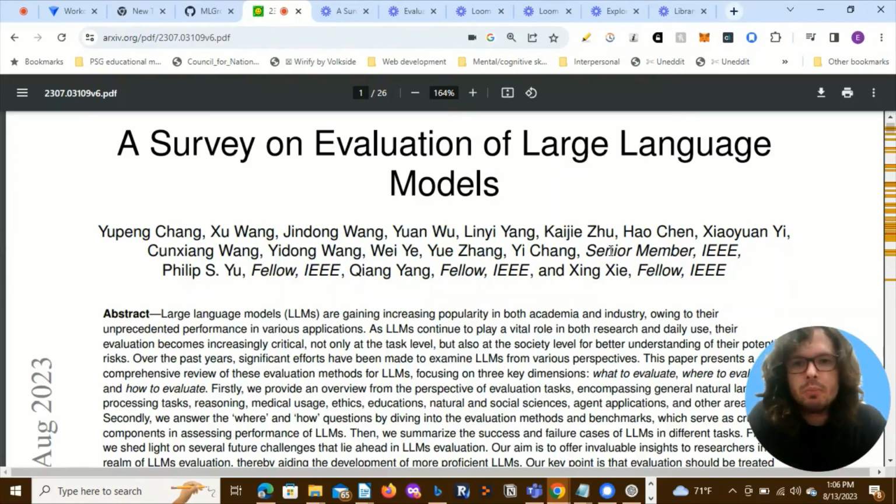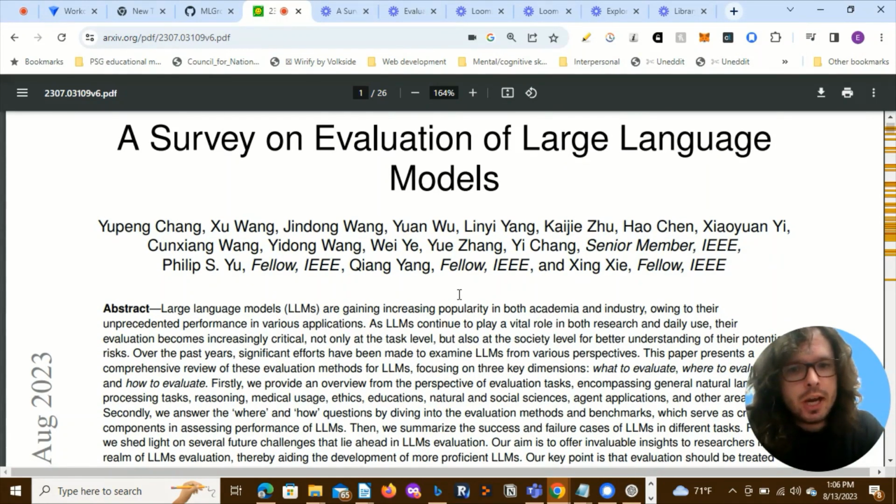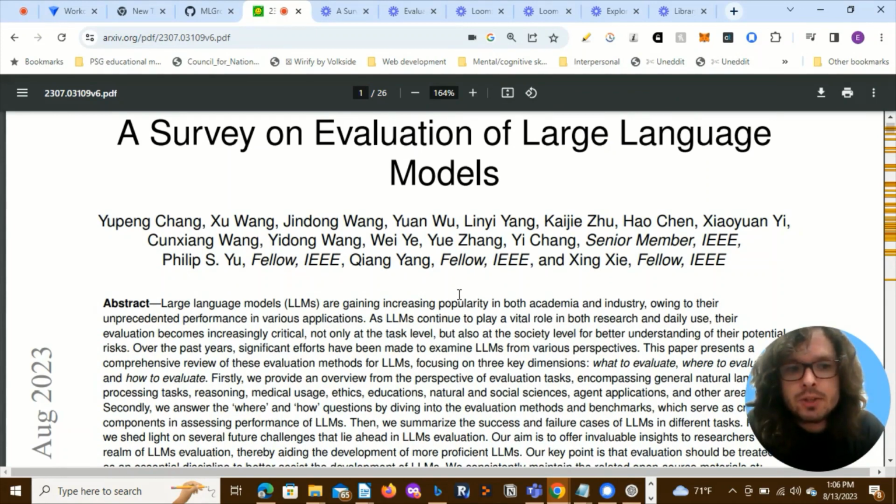So this paper, A Survey on Evaluation of Large Language Models, from primary authors Yupeng Cheng and Shu Wang from Zhiyin University in China from last month, basically aims to be a comprehensive overview, the be-all, end-all catalog of how LLMs have been evaluated in different fields.